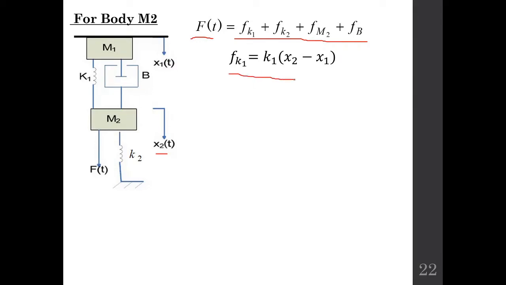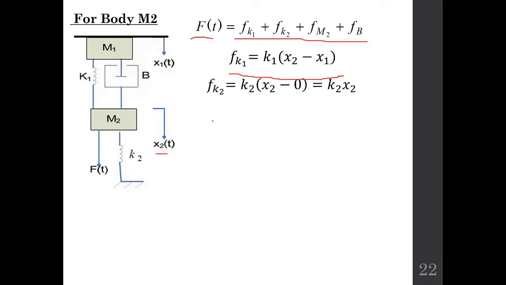So here the equation for the force applied by this spring, which is connected between M2 and M1, will be K1 into x2 minus x1. So it is a little bit different than the body M1, because in M1 we were doing x1 minus x2. So here the equation for this K1 spring has been changed. So it is K1 into x2 minus x1.